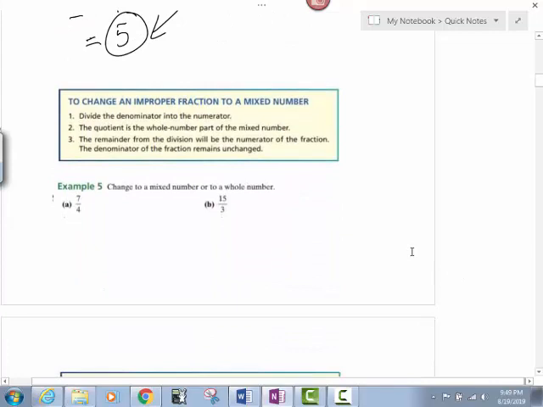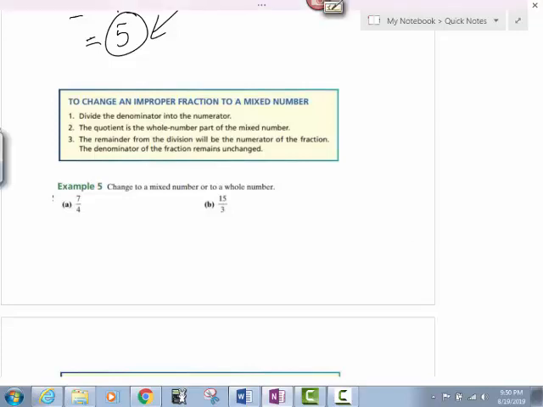All right. Let's take a look at the next problem here. It says, to change an improper fraction to a mixed number, divide the denominator into the numerator. The quotient is the whole number part of the mixed number. The remainder from the division will be the numerator of the fraction, and the denominator of the fraction remains unchanged.